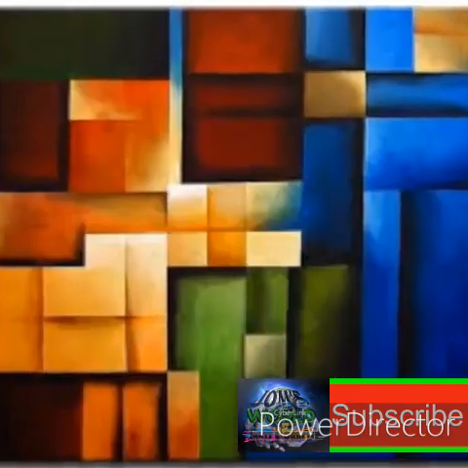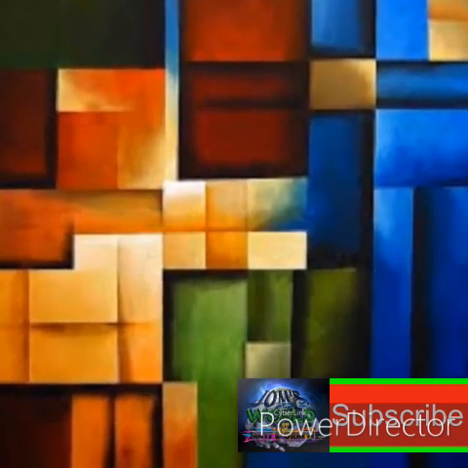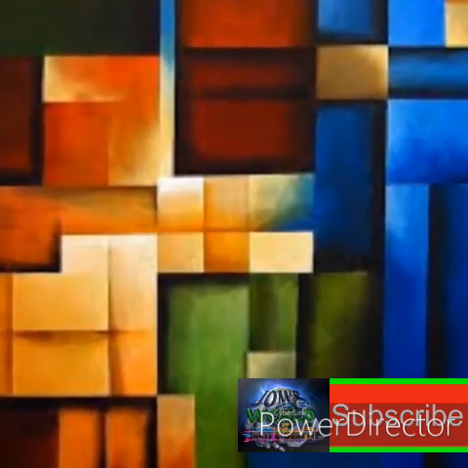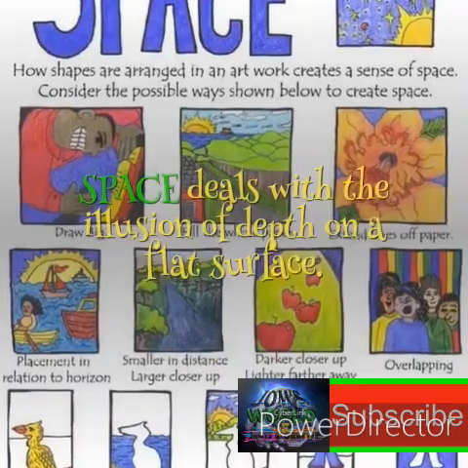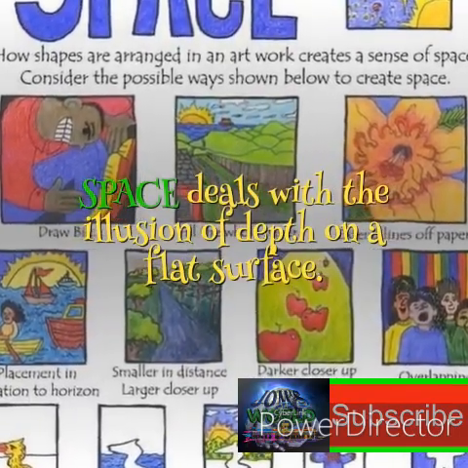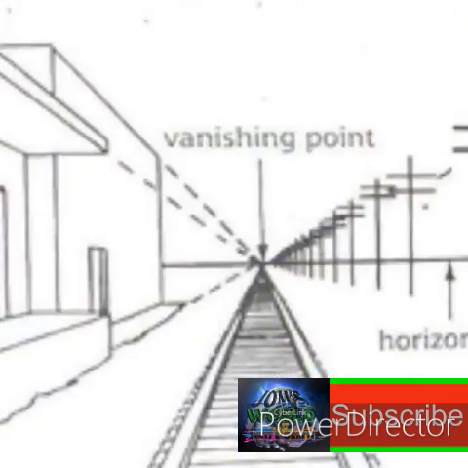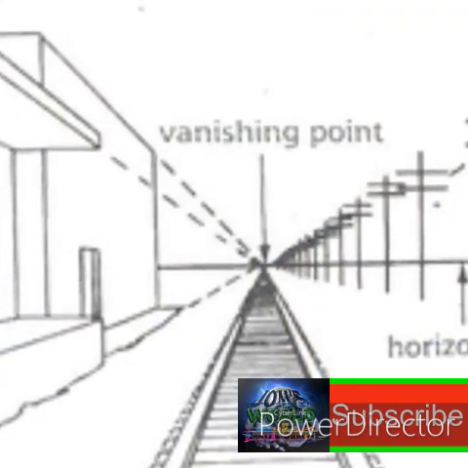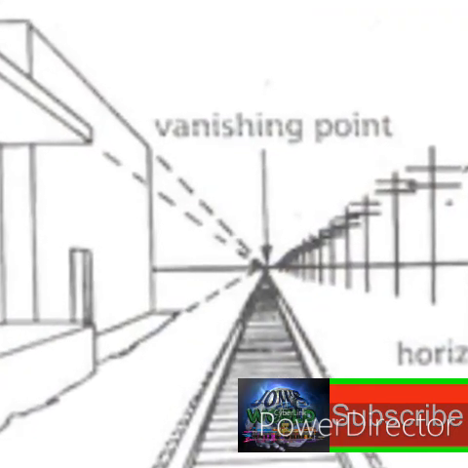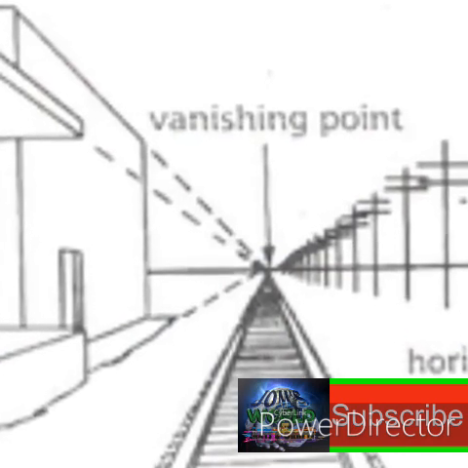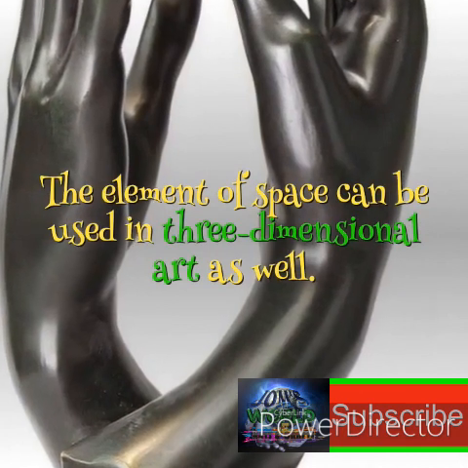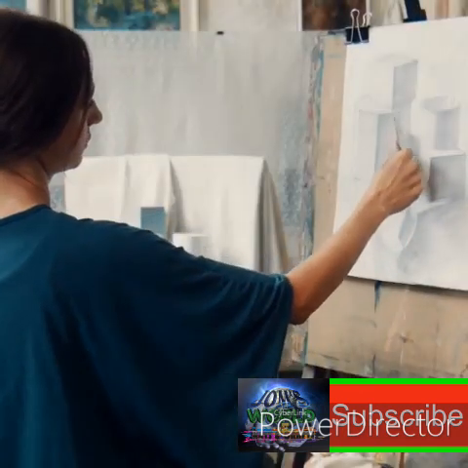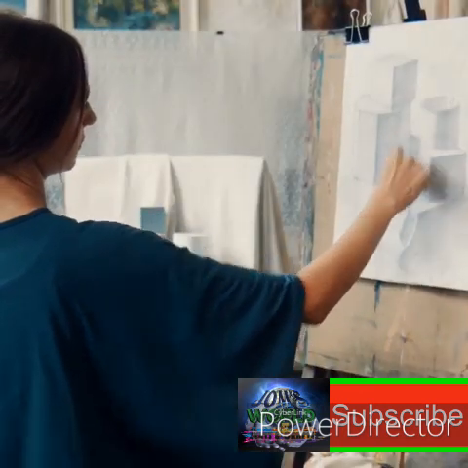If you decide to vary the size and placement of your lines and shapes, you will use another element. This is the element called space. Space deals with the illusion of depth on a flat surface. You might overlap shapes to make some look closer, or make objects in the distance smaller to look like they are farther away. The element of space can be used in 3-dimensional art as well. The drawing you've created now uses 3 elements of art.